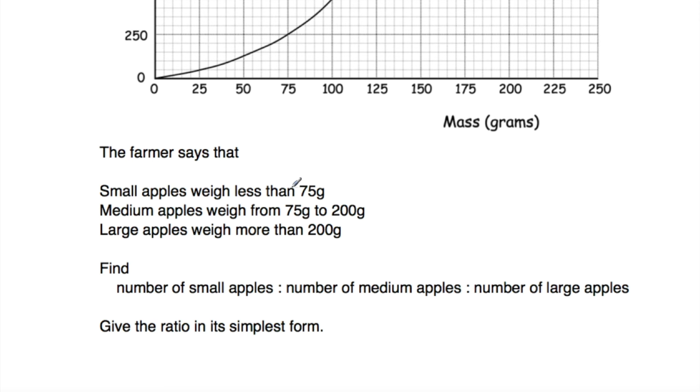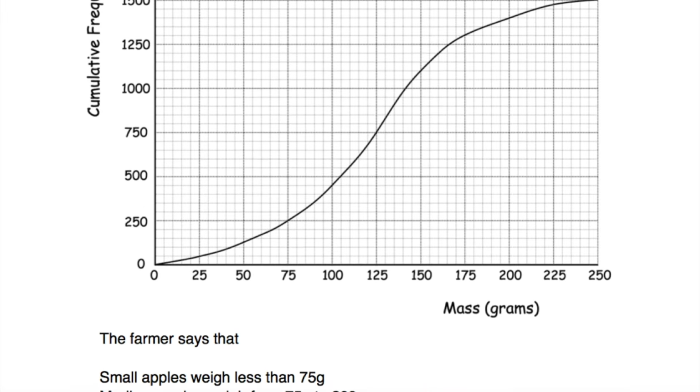Okay, so let's find out how many apples weigh less than 75 grams, how many apples weigh between 75 and 200 grams, and how many apples weigh more than 200 grams. In other words, let's find out how many small apples, medium apples, and large apples there were. So let's start off with the small apples. They weigh less than 75 grams. So if we get our ruler and pencil and we go to 75 grams, which is there, up and across, we get that's equal to 250. So that means there'd be 250 small apples, because there's 250 apples that weigh less than 75 grams, and apples that weigh less than 75 grams are categorized as small apples. So there's 250 small apples.